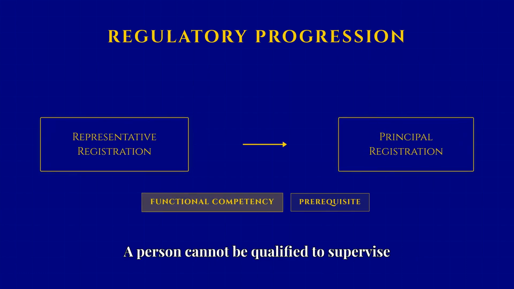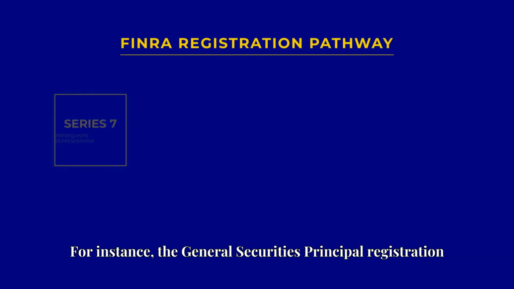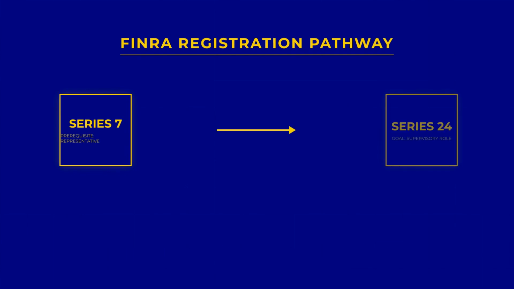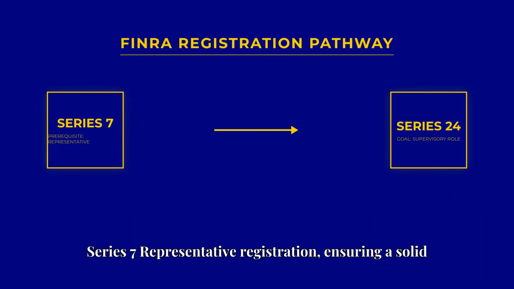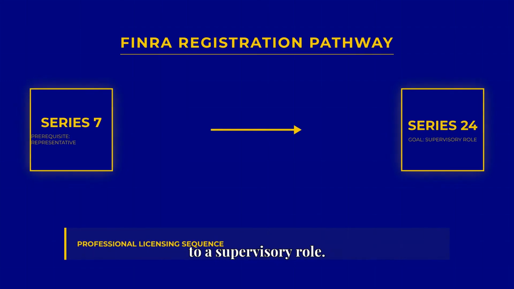A person cannot be qualified to supervise what they have not demonstrated they understand as a practitioner. For instance, the General Securities Principal registration through the Series 24 requires a prerequisite Series 7 representative registration, ensuring a solid understanding of the practitioner level before ascending to a supervisory role.